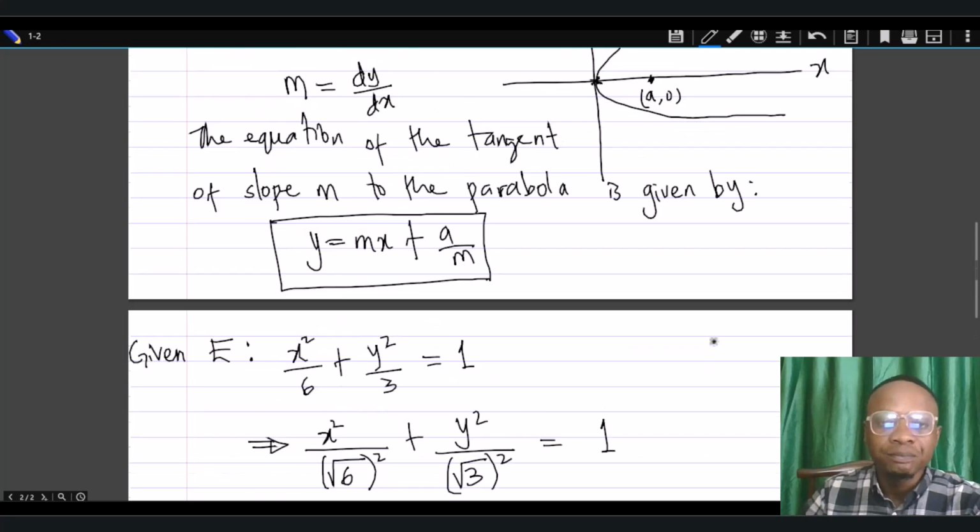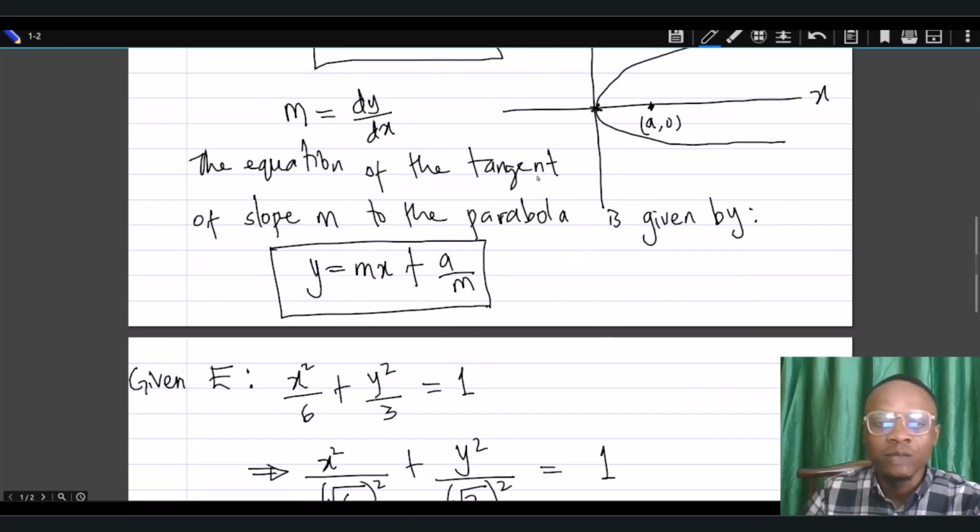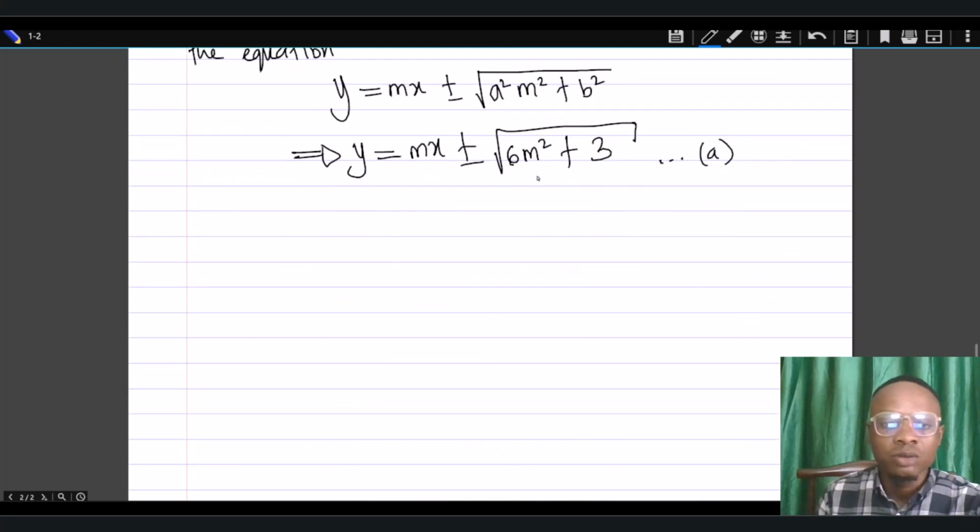Then if we consider the parabola that we're given, the parabola P, which is y squared equals 12x, let's see what that gives us. If that is the case, we should put it in the standard form. We want to put it as y squared equals 4ax. If we factorize 12, it will give us 4 times 3. So this is going to be y squared equals 4 into 3x.